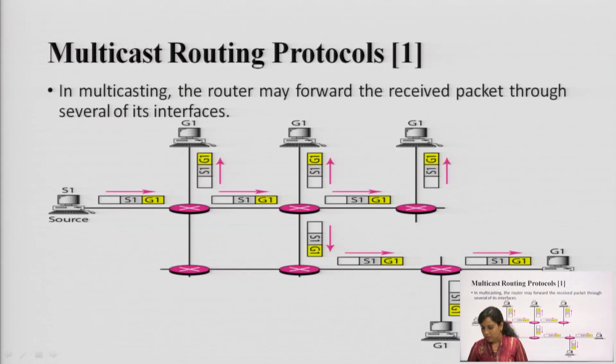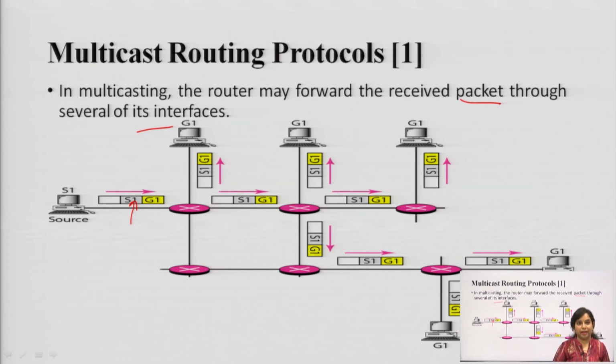In case of the multicast routing protocol, the router may forward the received packet through several of its interfaces. Basically, in case of multipath, this is the source address, because every packet carries some information in its header, which consists of the source and the destination address. This is the source, and these are the different nodes which are connected, like this is G1, this is G1. All these are written over G1.